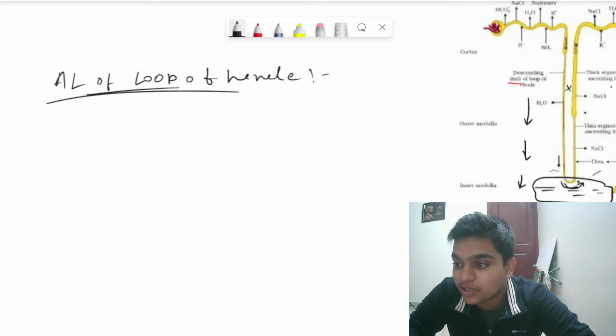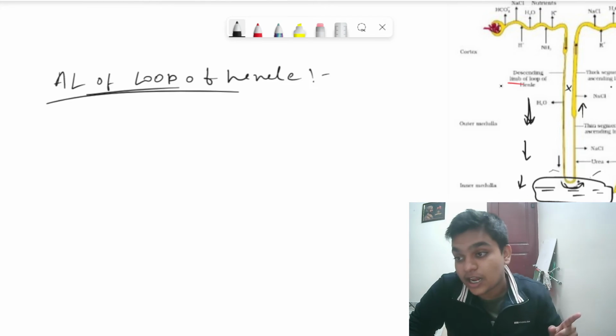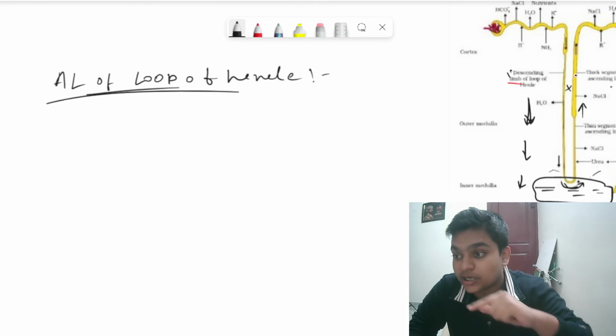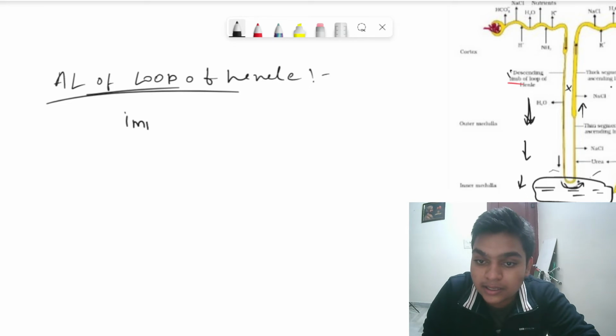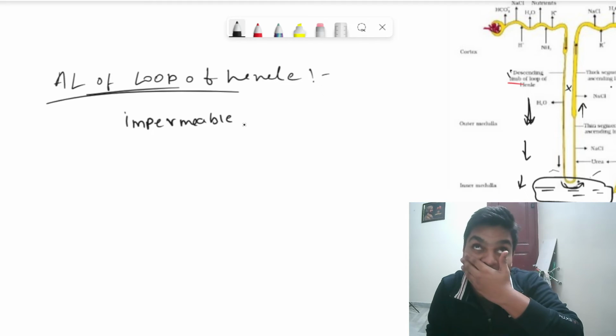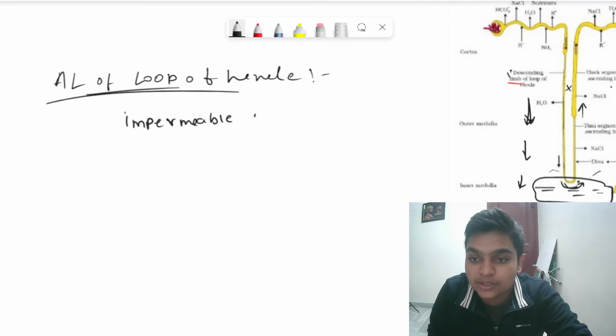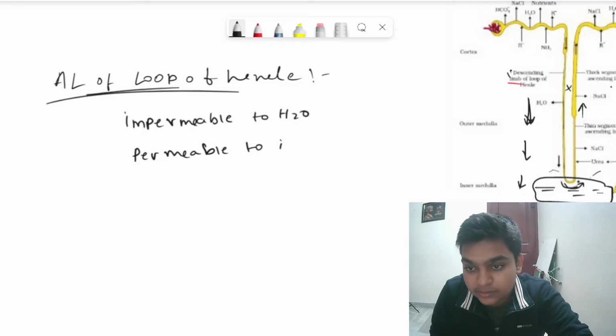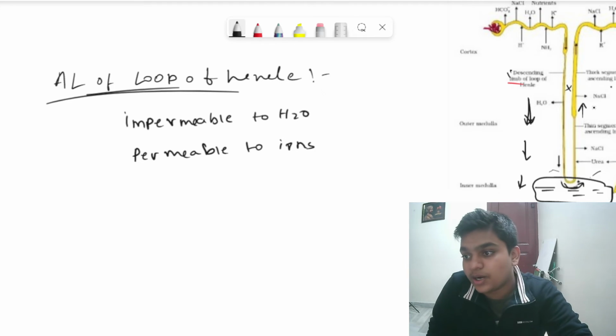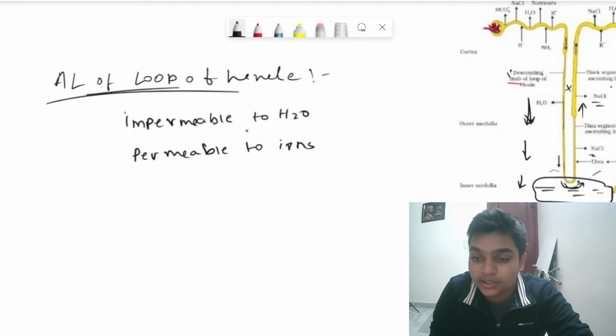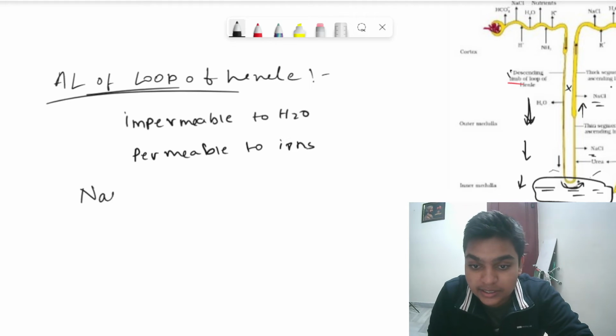As it is counter current flow, you can simply remember like this. In the ascending limb, the urine flows upwards. In the descending limb, urine flows downwards. Since the descending limb is permeable to water, the ascending limb is impermeable to water, like antagonist functions, and permeable to ions. So ions are being reabsorbed, mainly NaCl. NaCl is reabsorbed here.